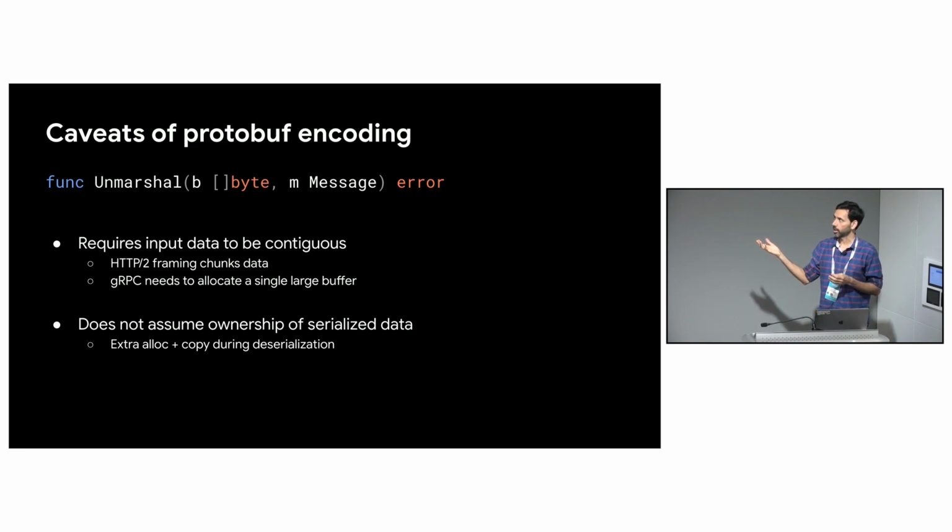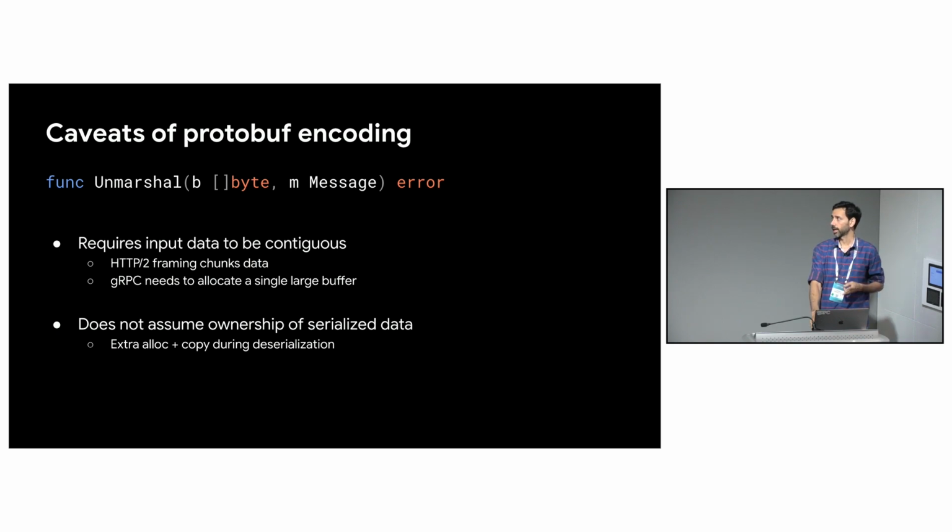The second one is that it does not assume ownership of the input data. What this means is, let's say that you have a big byte slice in your proto message. The unmarshaller actually ends up allocating a new byte slice for it and copying over the data instead of just pointing to it.